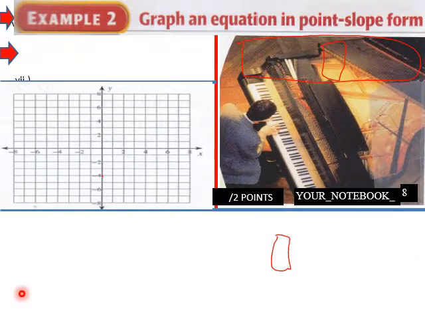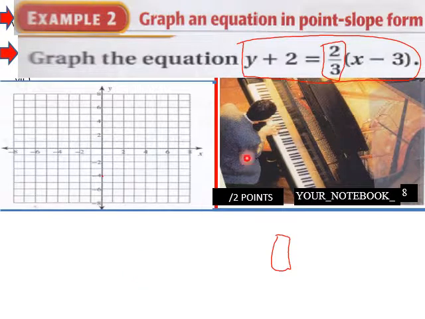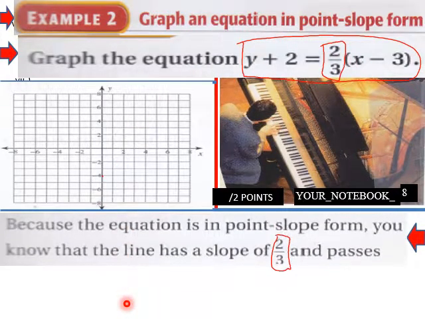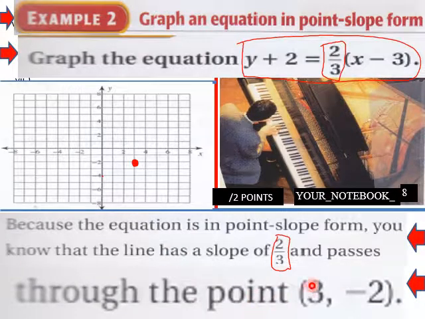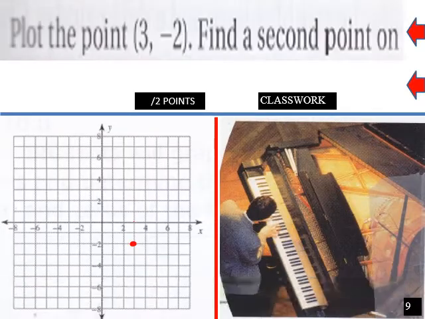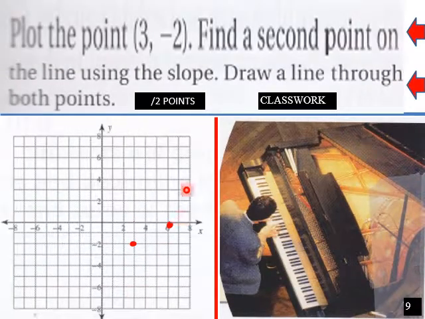And then example 2, graph an equation in point-slope form. So we're going to graph an equation that's in this form here. How do we do that? Because the equation is in point-slope form, you know that the line has a slope of 2/3. We know that. And it passes through the point 3, -2. So plot the point 3, negative 2, which would be here. Find a second point on the line using slope. Draw a line through both points.